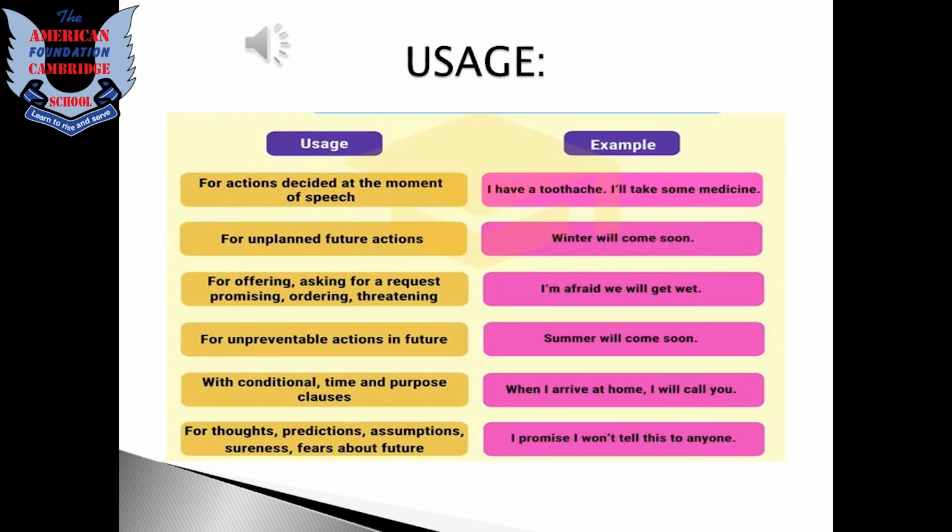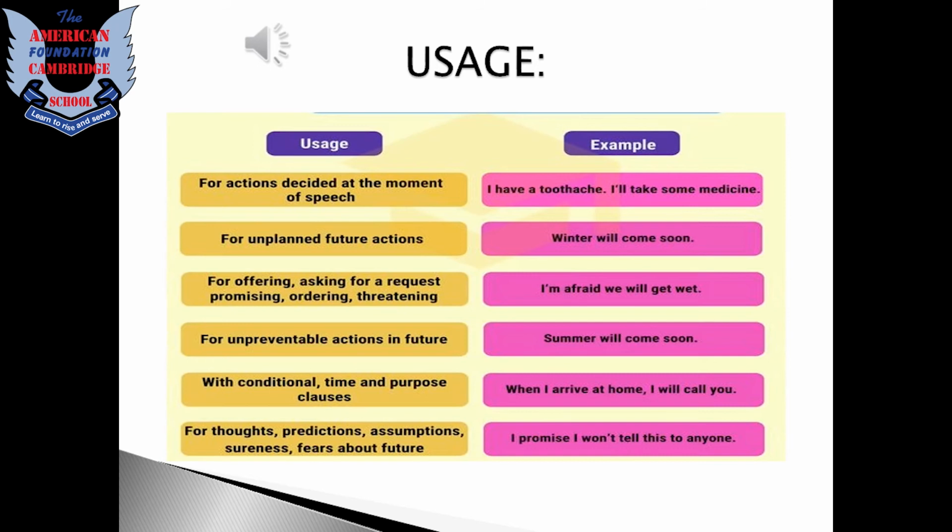Now let's go through the usage and example of simple future tense. I have a toothache. I'll take some medicine. This is for action decided at the moment of speech. At present, this is decided what is going to happen in future, what action will be taken in future. Okay. The next sentence is winter will come soon. This is for unplanned future action. The winter will come soon. We don't know when it will come.